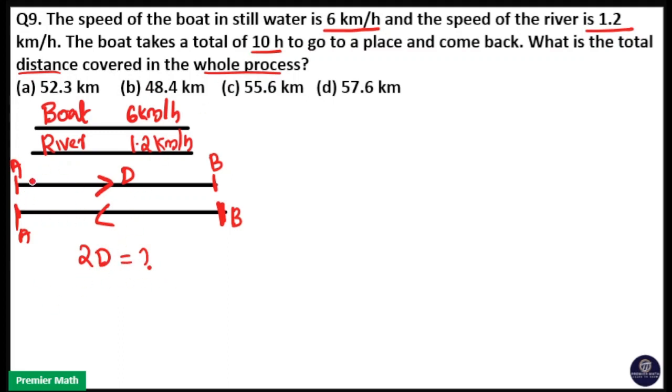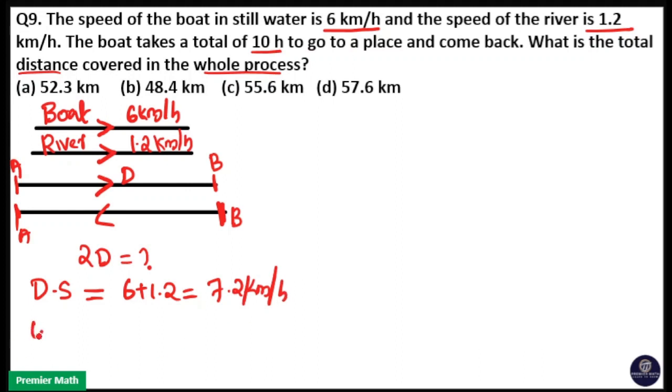If the river is in the same direction as B, then when a person travels from point A to B, the boat will also travel from A to B, in the same direction as the river. So when the person travels from A to B, that is the downstream speed. When a boat travels in the same direction as the river, it is the downstream speed. So downstream speed is equal to river speed plus boat speed, that is 6 plus 1.2, which is 7.2 km per hour.